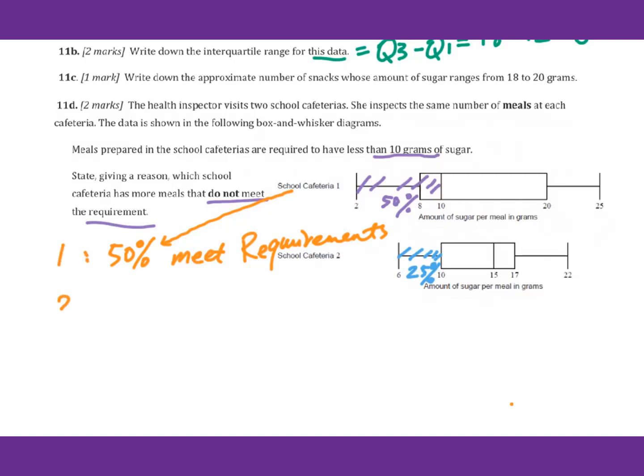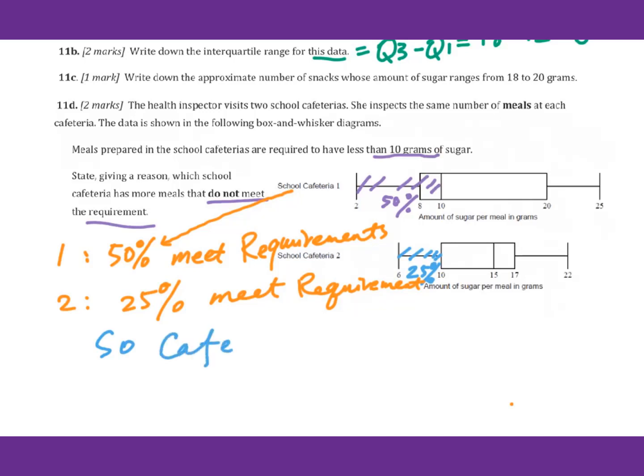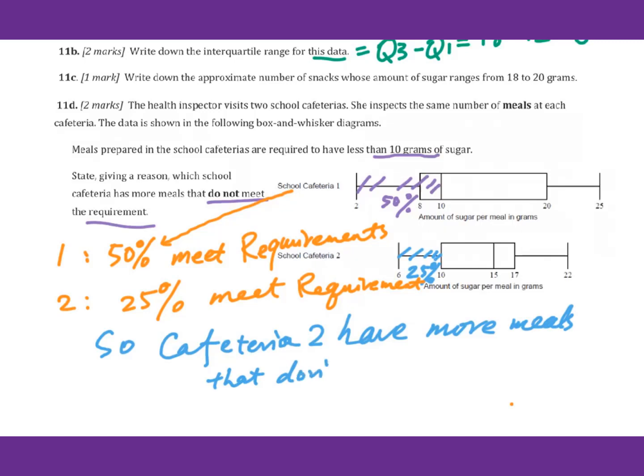And for cafeteria 2, only 25% meet the requirements. The sugar is less than 10 gram. So, for cafeteria 2, have more meals that do not meet the requirements.